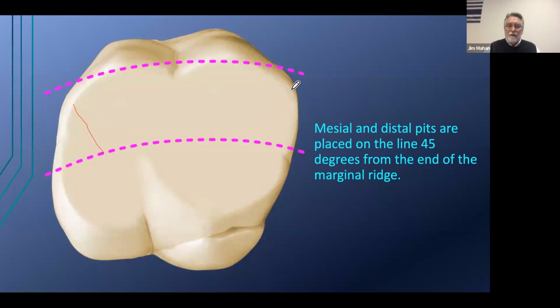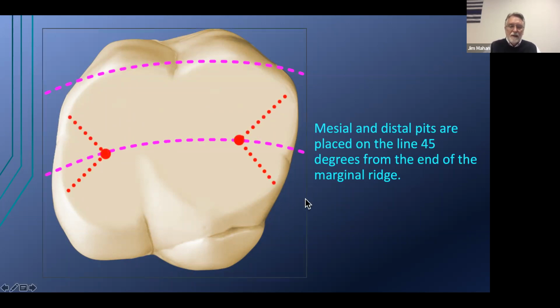45 degrees in from here, start where the flat part is and go 45 degrees in. That's where my mesial and distal pits are going to be. Right there. People always say when we're drawing, how do you know how far to put the pit in? That's how far you know how to put the pit in. So let's take a look. That's where they go.